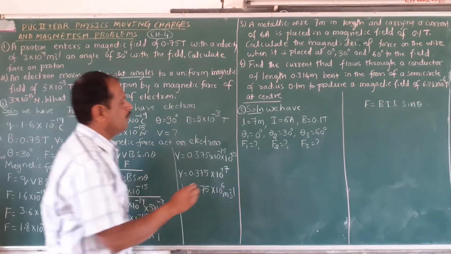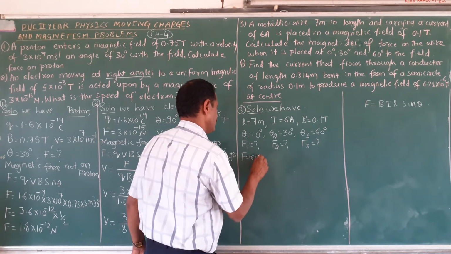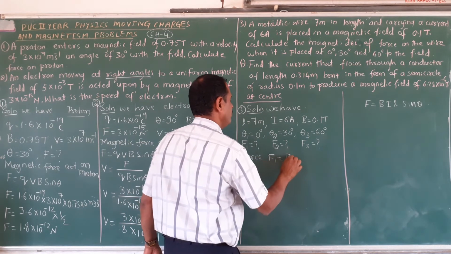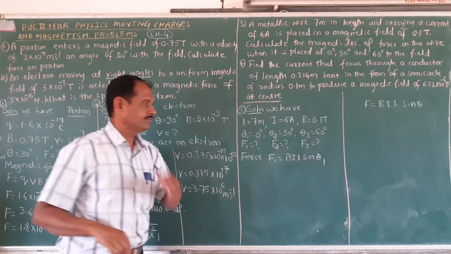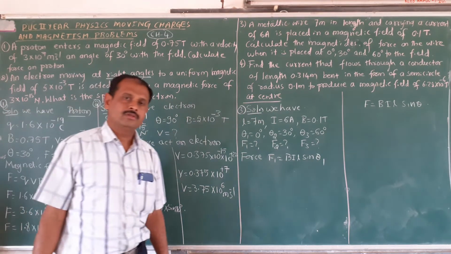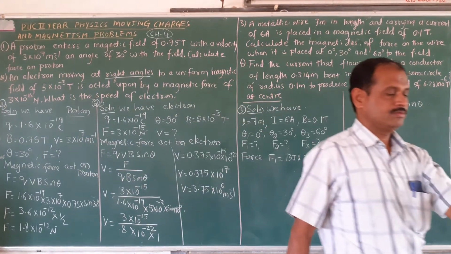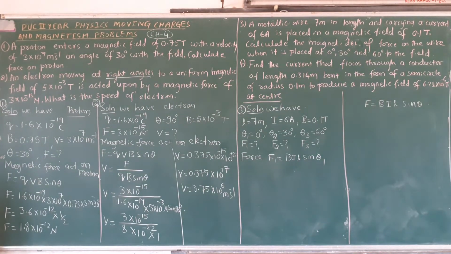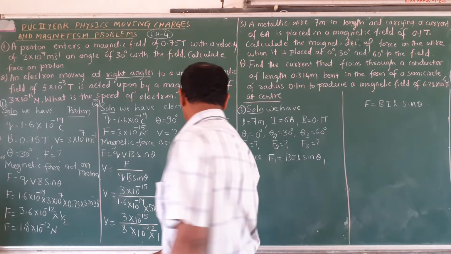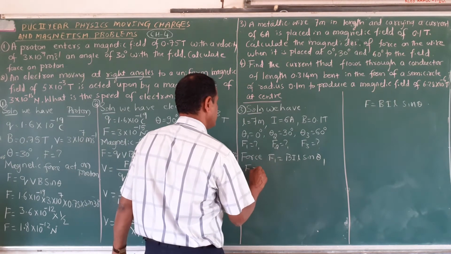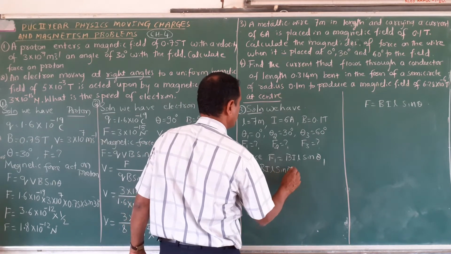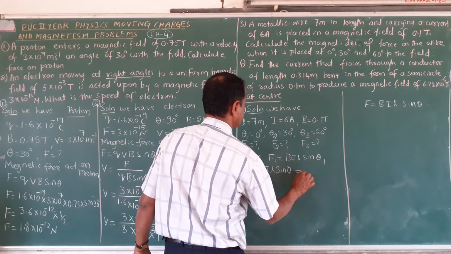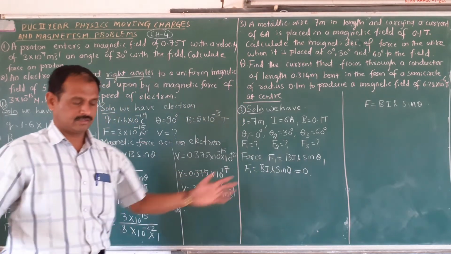Okay. Now force F1 is equal to BIL sin theta 1. First, we calculate the magnitudes of the forces. First, you have to calculate the force F1. Now see here, F1 is equal to BIL sin 0 degree. This becomes 0. No force acts on the conductor.